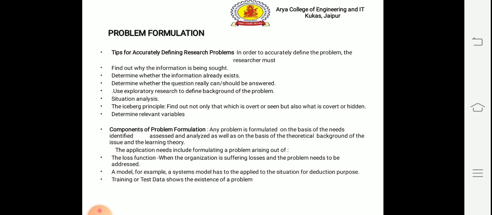Now come to the components of problem formulation. Any problem is formulated on the basis of the needs identified, assessed and analyzed, as well as on the basis of the theoretical background of the issue and the learning theory. The application needs include formulating a problem arising out of, first, the loss function, when the organization is suffering losses and the problem needs to be addressed. Second, a model. For example, a system model has to be applied to a situation for detection purposes. Third, training or test data shows the existence of a problem.